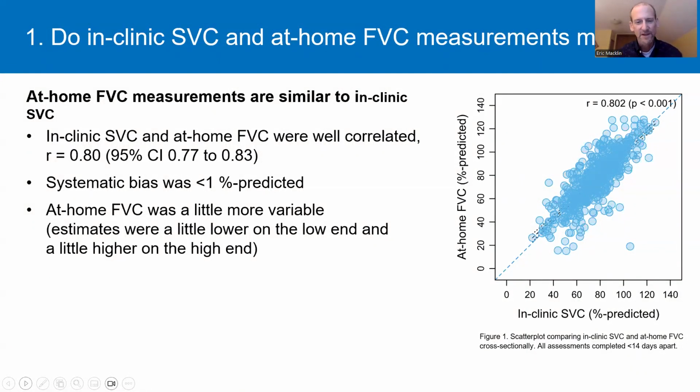Obviously, there's some noise. The correlation, which is a measure of how well they agree with each other, is 0.8, and it ranges from -1 to 1. So that's a pretty good correlation. There's no systematic bias. They're almost right on top of each other on average. There's a little bit more variability in the forced vital capacity measured at home than in clinic. There's a little bit more people at the lower end of the FVC and the high end of the FVC. But cross-sectionally, if you just compared these two measures, they're working very well. So that's a check there. Next slide is our next question.